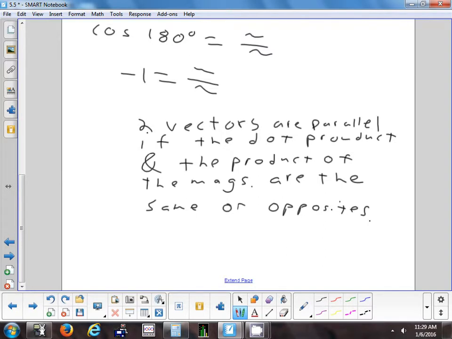If your numerator was 5 and your denominator was 5, those vectors would be parallel. The dot product and the product of the magnitudes are the same. If your numerator was 8 and your denominator was -8, those would also be parallel. It's just the case where they're pointing in the same direction or opposite directions. But they're still parallel.